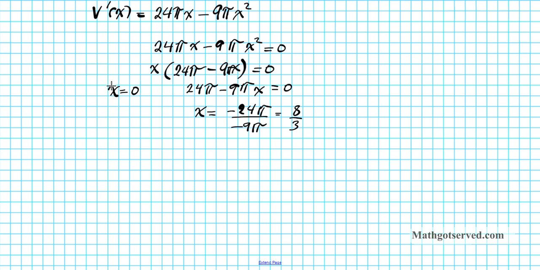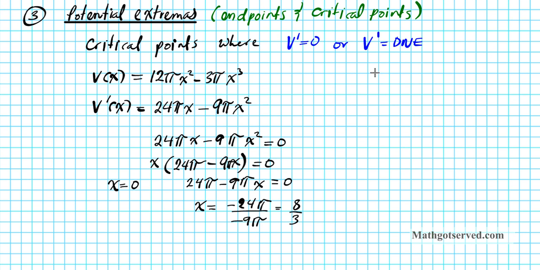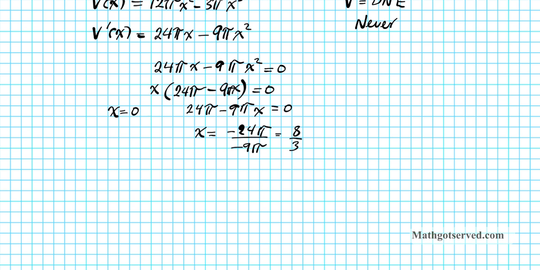You notice that one of our solutions intersects with the lower bound of our domain, right? Now, when is v prime non-existent? This is a cubic function. We don't have any corners, cusps, vertical tangents, or discontinuities. It's smooth and continuous, so it's always differentiable. So when is v prime DNE? Never.